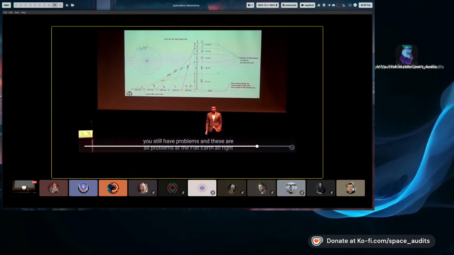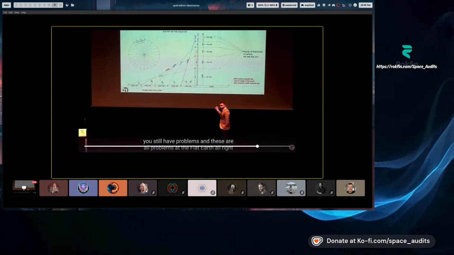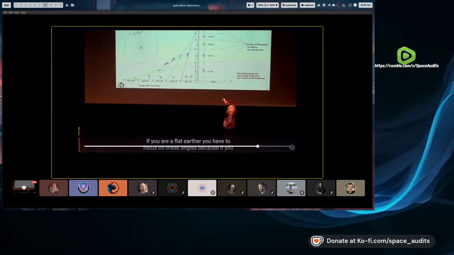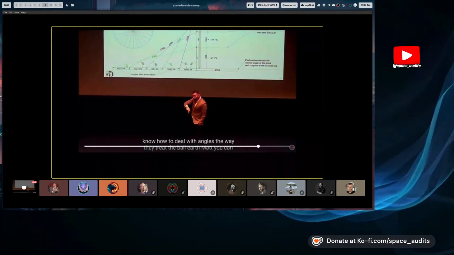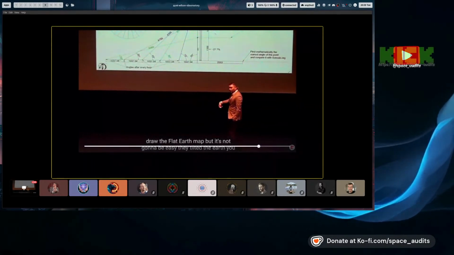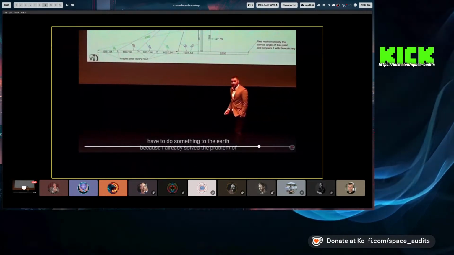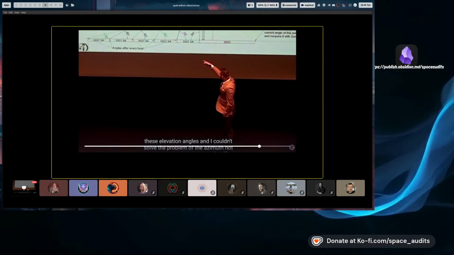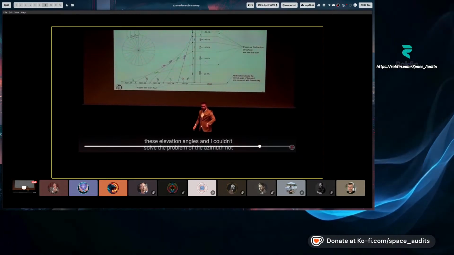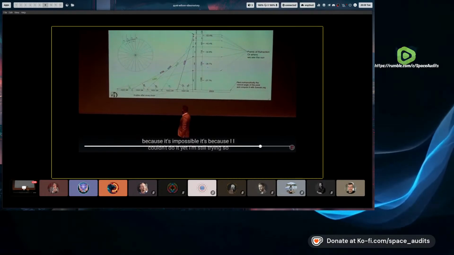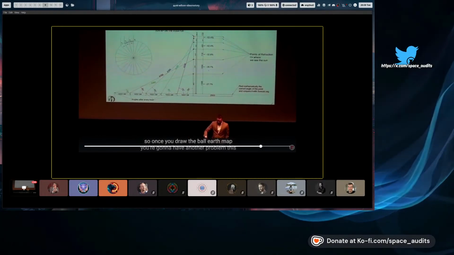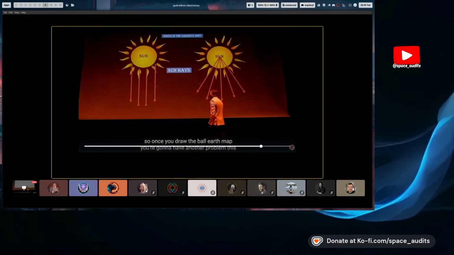You still have problems, and these are all problems of the flat earth. If you are a flat earther, you have to focus on these angles, because if you know how to deal with angles, the way they draw the ball earth map, you can draw the flat earth map, or it's not going to be easy. They tilted the earth, so you have to do something to the earth, because I already solved the problem of these elevation angles, and I couldn't solve the problem of the azimuth. Not because it's impossible, it's because I couldn't do it yet. I'm still trying.